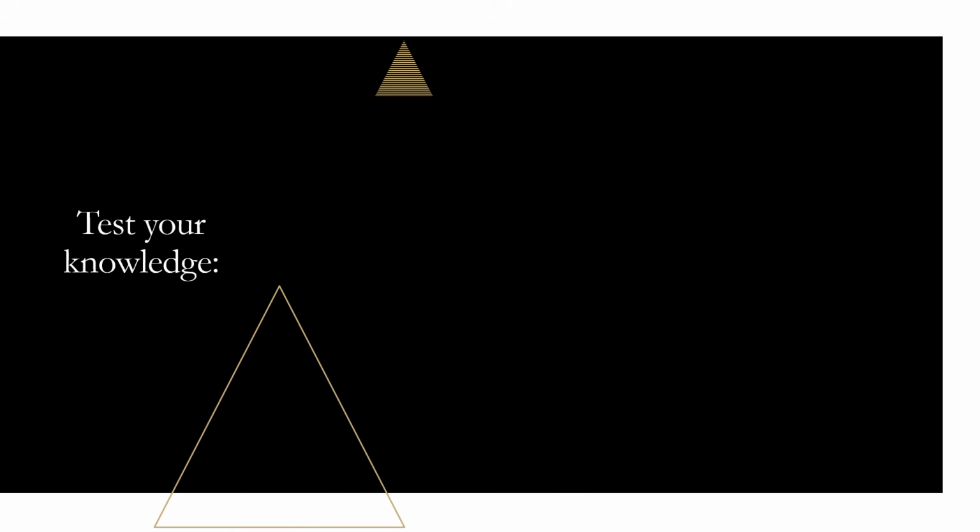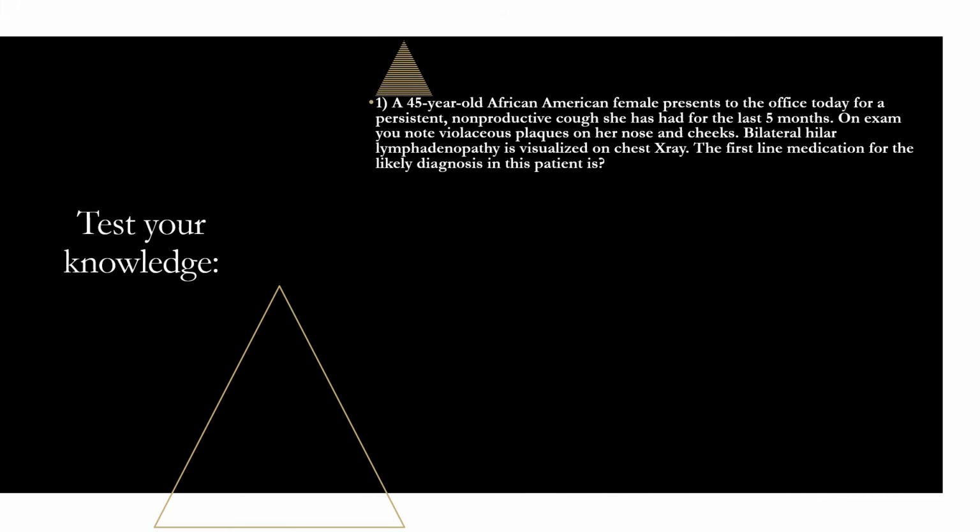Let's do 5 quick questions, and then we will be done. So first question. A 45-year-old African-American female presents to the office today for a persistent, non-productive cough she has had for the last 5 months. On exam, you note violaceous plaques on her nose and cheeks. Bilateral hilar lymphadenopathy is visualized on chest x-ray. First-line medication for the likely diagnosis in this patient? Gave you all your keys there to know that that is sarcoidosis, and sarcoidosis first-line treatment is going to be oral corticosteroids.